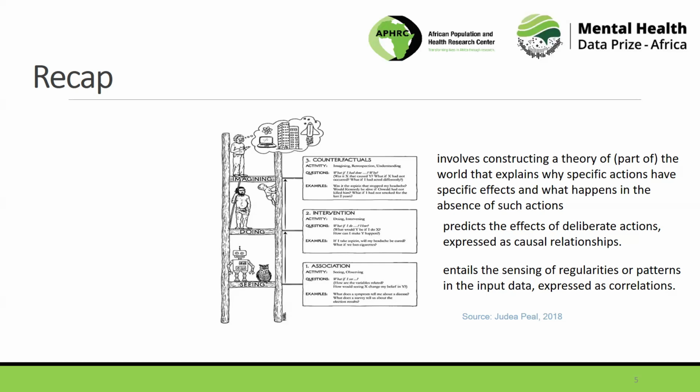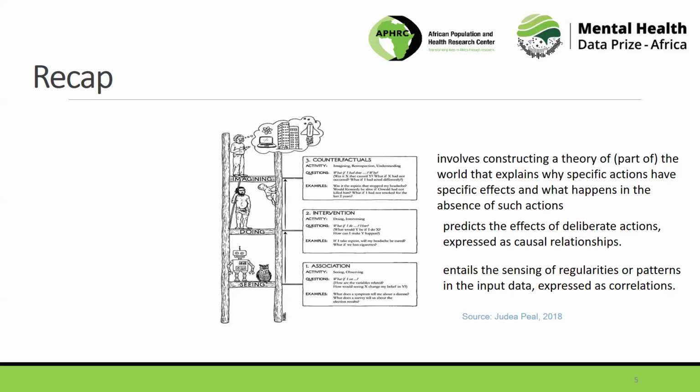For example, if you want to know what the system tells me about the disease, we ask observational questions like, what if I see variable X? How would seeing X change my belief about Y? How can these two variables, these two phenomena or events, be related? That is called association.